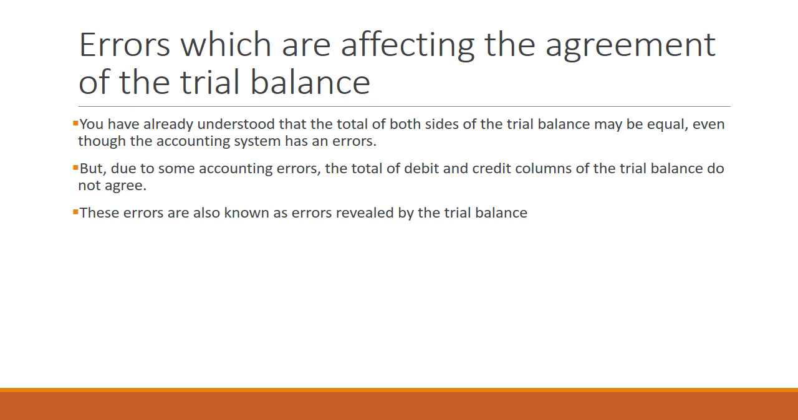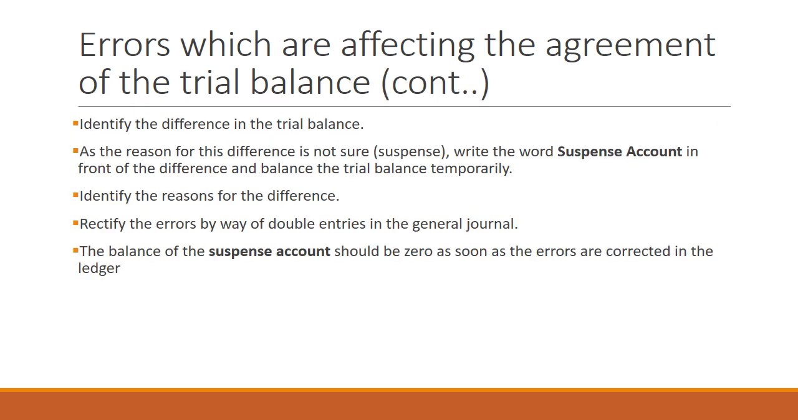These errors are also known as errors that are revealed by trial balance. Basically, errors that are revealed by trial balance are done on one side of an account, either on the debit side or on the credit side.